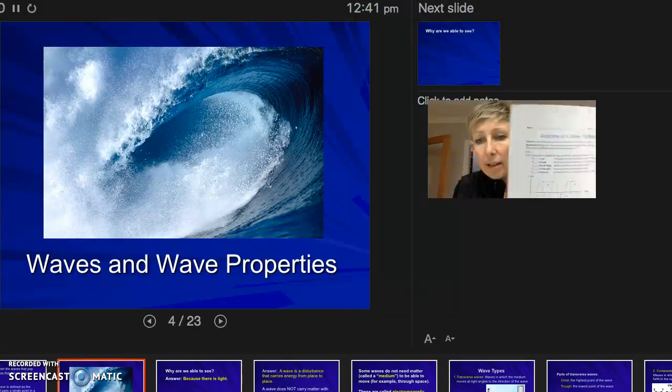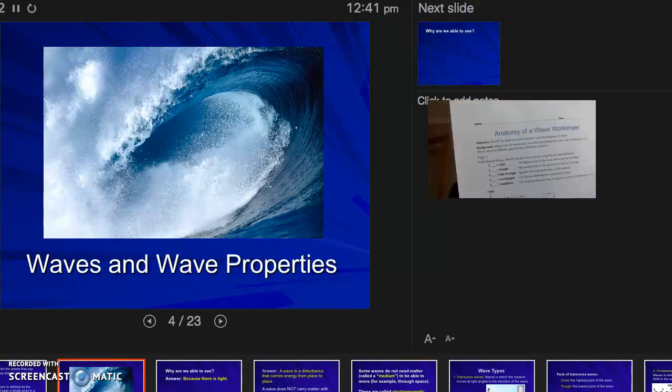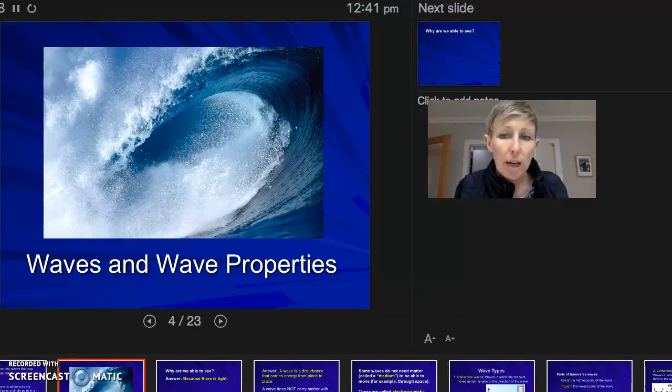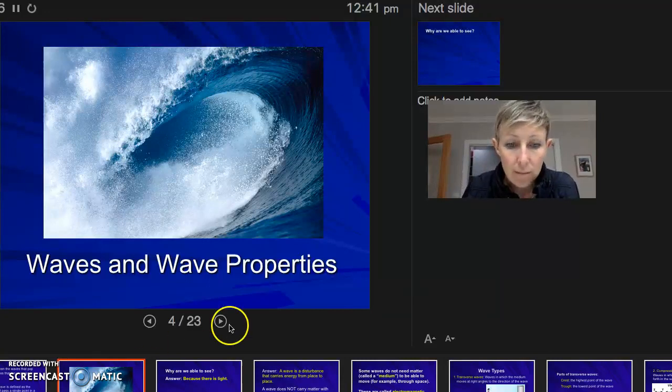Most importantly, I want you to complete this worksheet here called the anatomy of the wave. And this will show me that you can label a wave and describe a wave in the terms that we're going to introduce right now. So, waves and their properties.